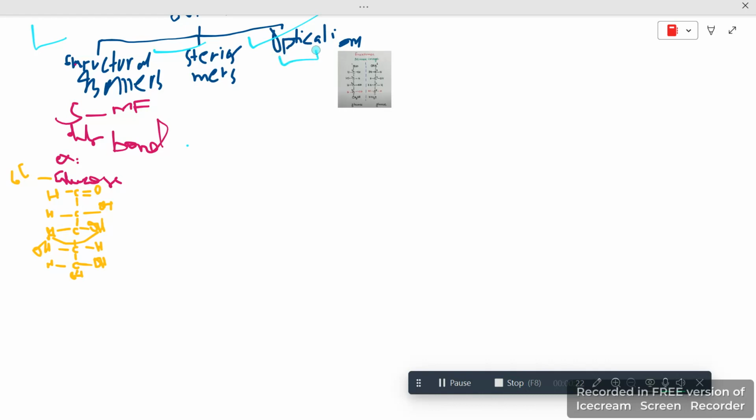Optical is related to eyes and the lens. Not only that, but to light. Optical is related to light. Okay, so for structural isomers, we just saw that there should be the same molecular formula, but different bonds or other structures. Example was glucose and fructose.